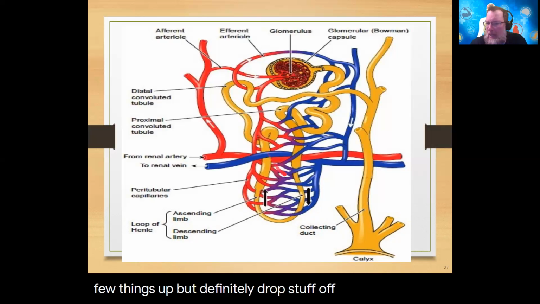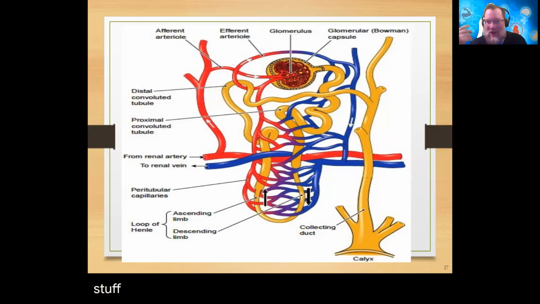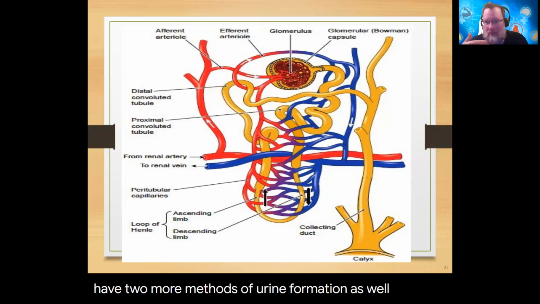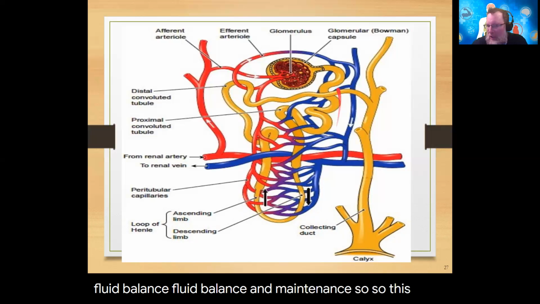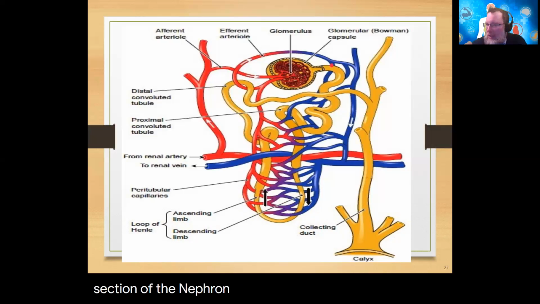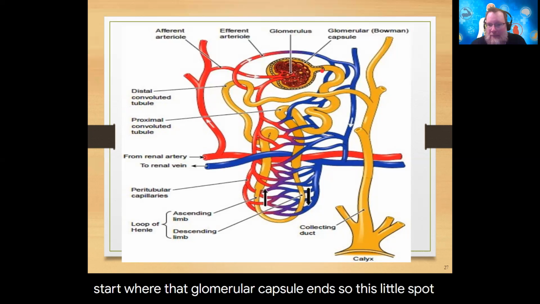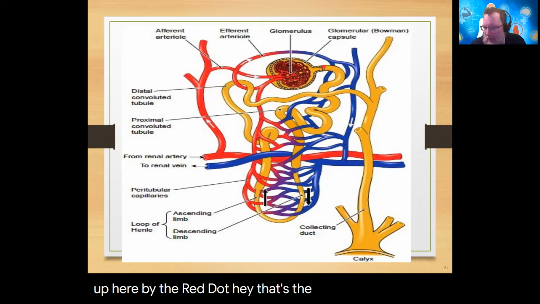Well, what are we doing here with the peritubular capillaries? We're dropping stuff off, picking stuff up. So we have two more methods of urine formation as well as blood fluid balance, fluid maintenance. This next section of the nephron, called the tubular section, is going to start where that glomerular capsule ends. So this little spot up here by the red dot is the beginning of the tubular network.